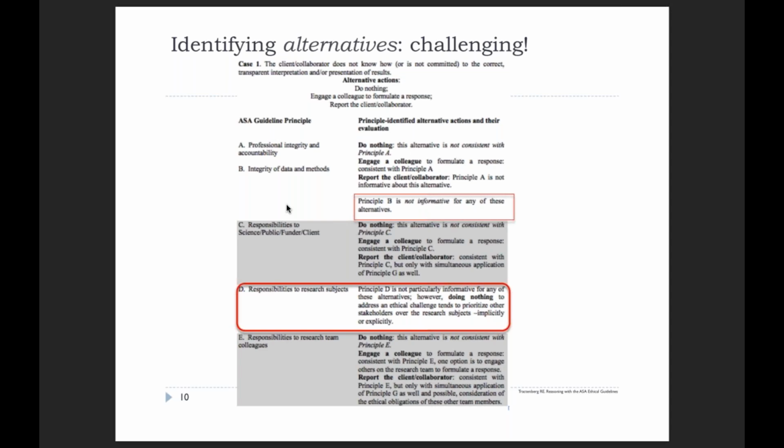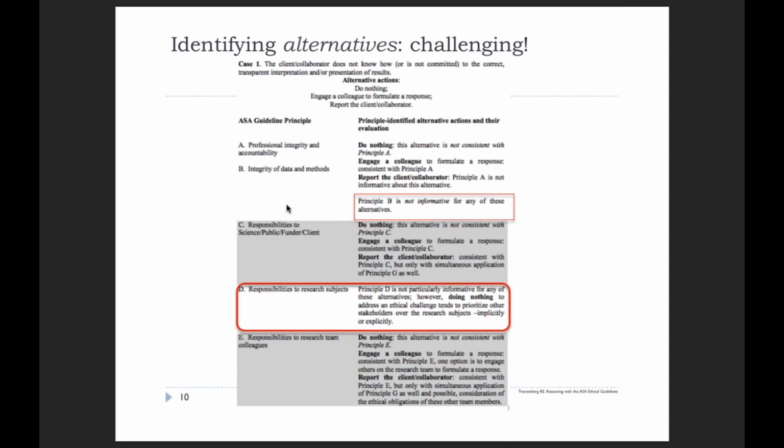So in this case, you again walk through each guideline principle and look at the three options that you've identified. Do nothing. This alternative is not consistent with principle A, but principle B is not informative about whether or not any of these principles, including doing nothing, is a good idea or not. It turns out that engaging a colleague is consistent with principle A, but for reporting the client, there's no information about whether you should report the client coming from principles A and B.